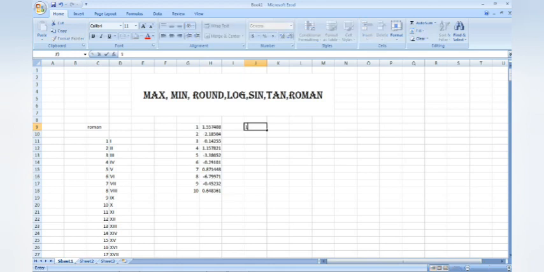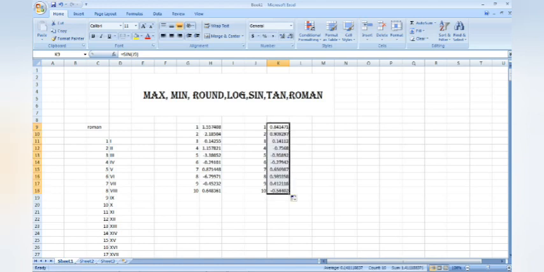So the next one is sin. Alright, same thing, 1 to 10, equals SIN, bracket open, a cell address which is J9, you close your bracket. This is sin 1. So that is it for sin.